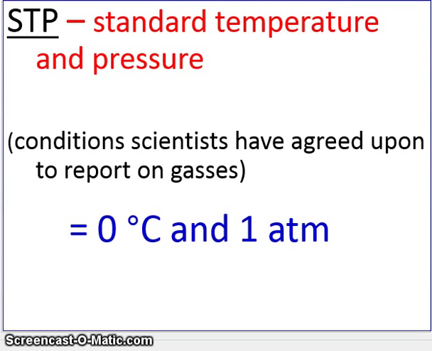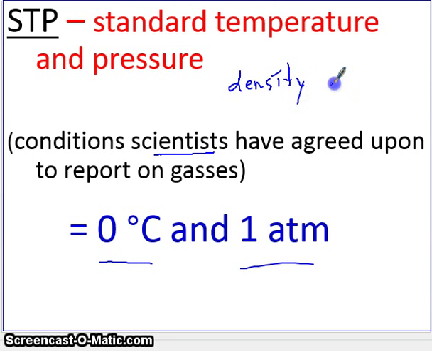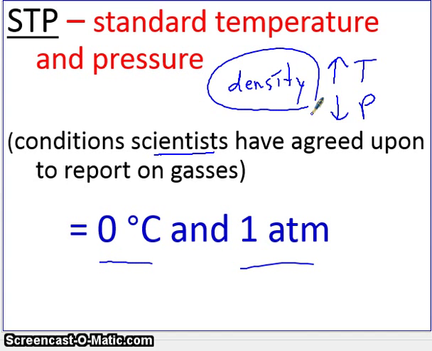And finally, we're going to say there's a special set of conditions called STP, and this stands for standard temperature and pressure, that chemists or other scientists have agreed upon when reporting about gases. So these are the temperature and the pressure under which many gases are measured, many gases are reported, because it turns out if you measure something about a gas, say the density of a gas, if you increase the temperature, the density changes. If you decrease the pressure, the density changes. So we have to come up with a set of standard conditions under which we'll measure our properties.